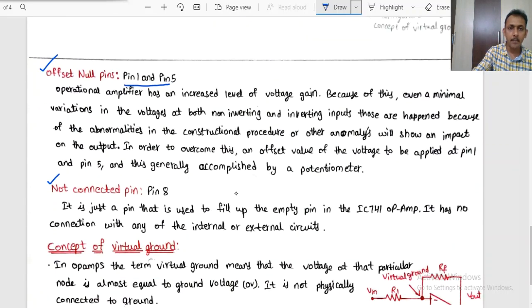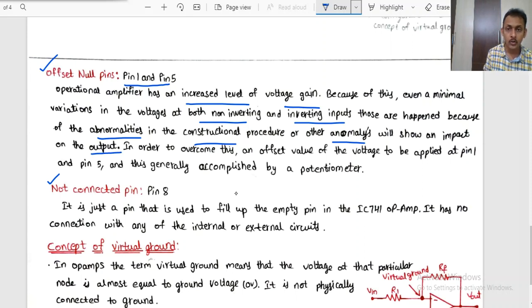Now coming to the offset or null pins. The operational amplifier is going to have an increased level of voltage gain. Because of this, even small variations in the voltages, at both the non-inverting and inverting inputs, will produce a huge change in the output voltage. For that reason, any abnormalities in the construction procedure, or any anomalies in the constructional features, show a great impact on the output voltage of the amplifier.